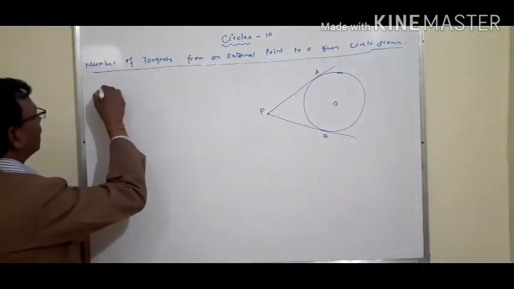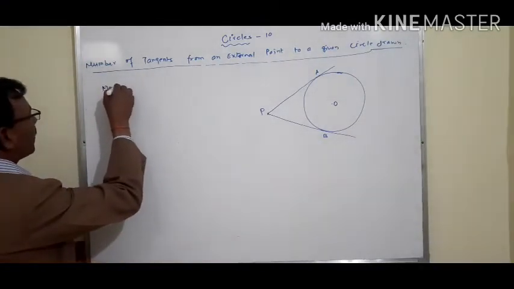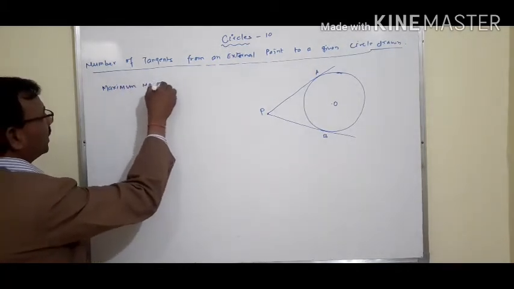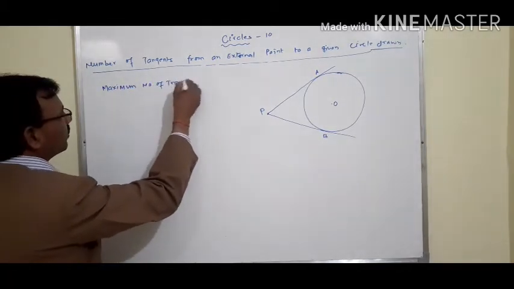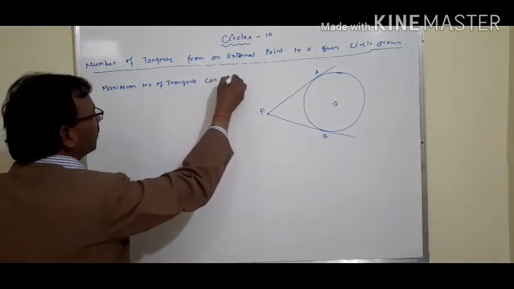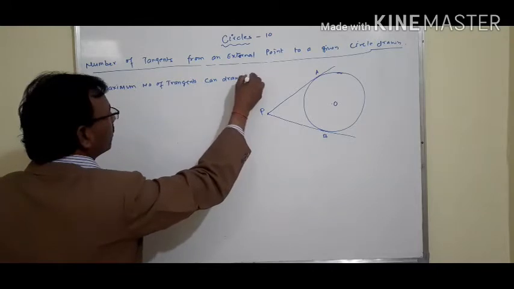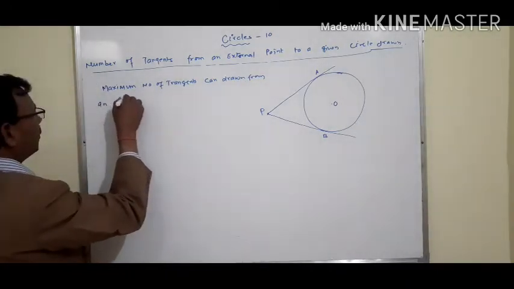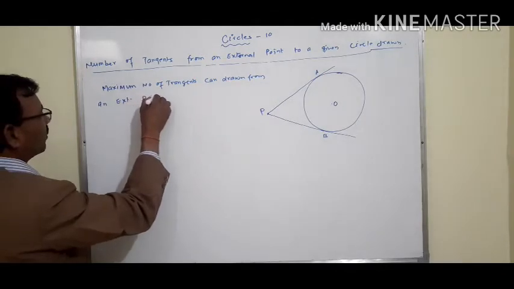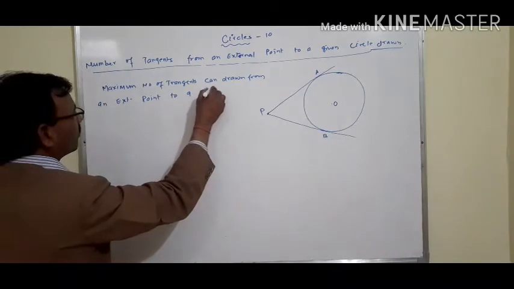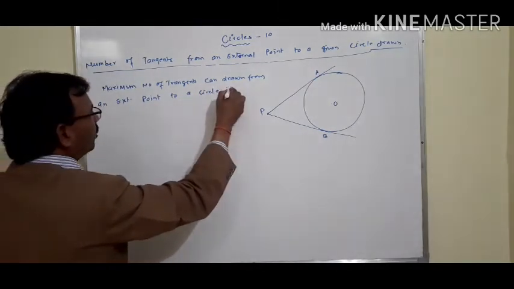That means the maximum number of tangents that can be drawn from an external point to a circle is 2.